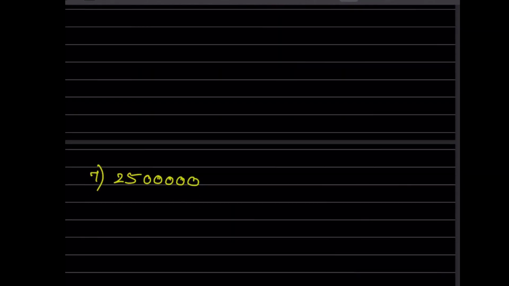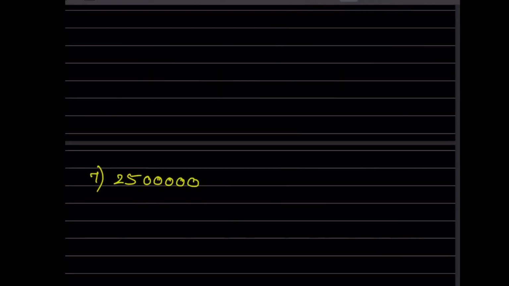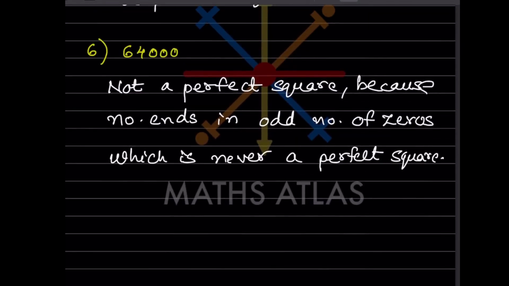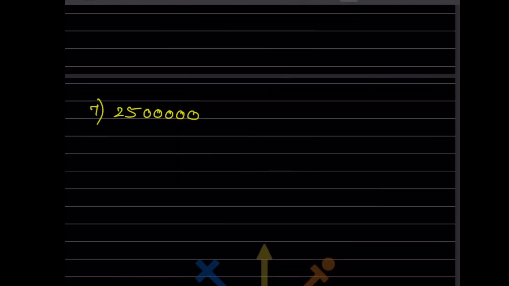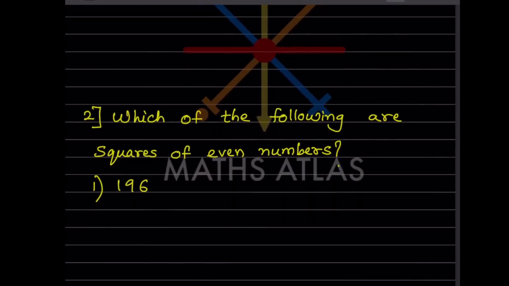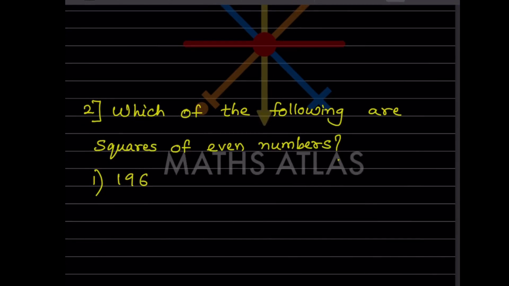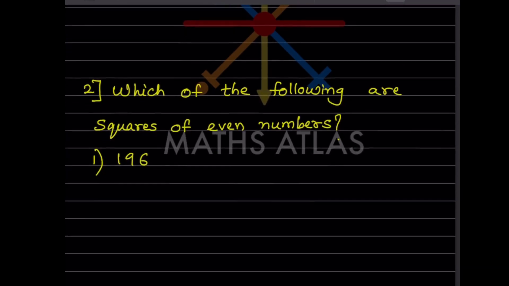So now again here, same thing, because there are so many zeros over here. You will write this one, that because it ends in an odd number of zeros, it is not a perfect square. So now we have the second question: which of the following are squares of even numbers?